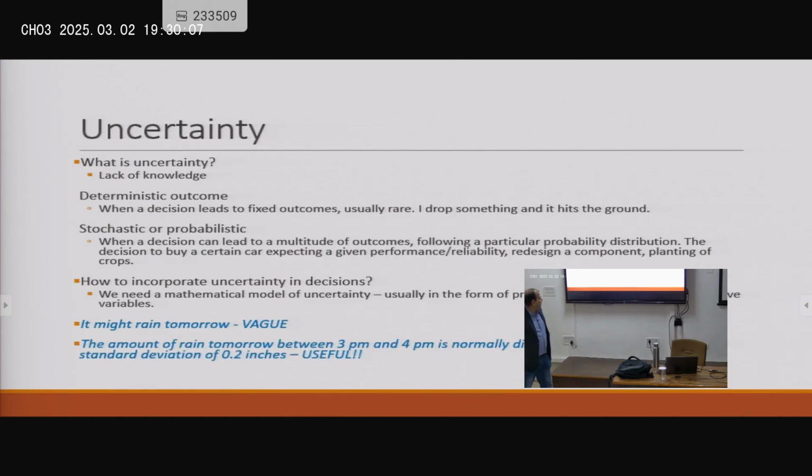The amount of rain tomorrow between 3 and 4 p.m. is normally distributed with mean 1 inch and standard deviation of 0.2 inches. Now, this is useful. This I can use to build models. If I'm collecting rainwater, I can predict how much water I'm going to collect. If I want to know whether the roads will be impassable, I can get some idea. Oh, hang on a second. Roads might be flooded because there may be too much rain or not enough rain, right? Those kinds of things can be done. But we're looking for mathematical models. When we say mathematical models of uncertainty, we're looking for probability distributions of random variables that are involved, right?